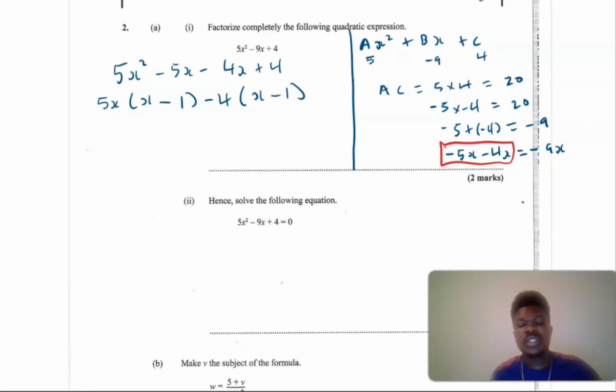So both brackets are identical at this point, and the moment our brackets are identical, we're factorizing again. So we're saying both of these we can factor using x minus 1. So x minus 1 is a common factor, and over here x minus 1 cancels, leaving us with 5x, and over here is going to leave us with -4, and this is our final answer.